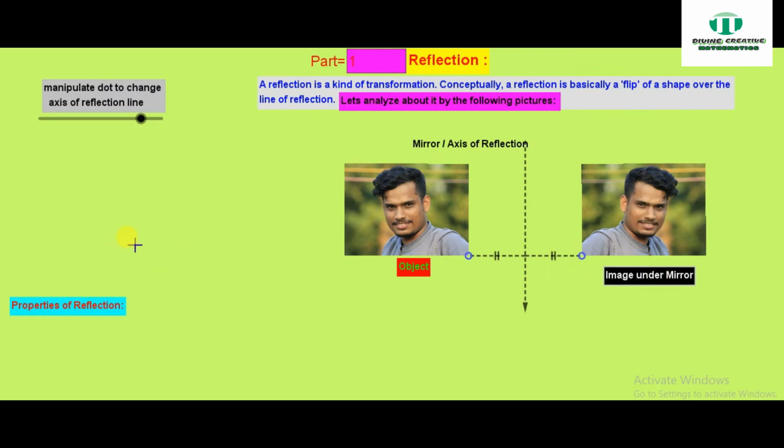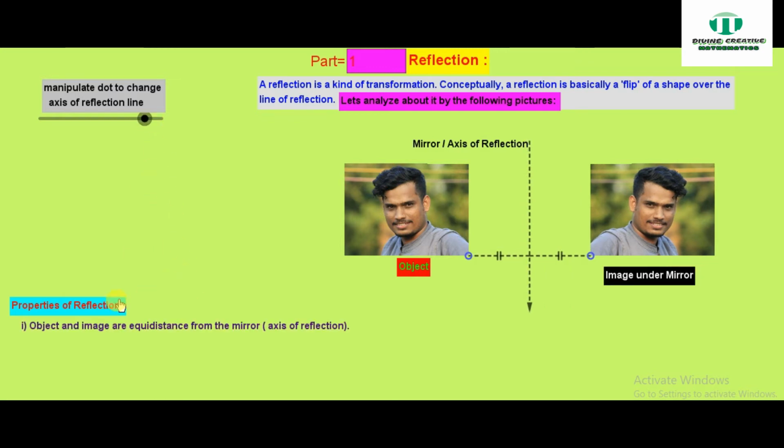Now I am going to discuss the properties of reflections. First property: objects and images are equidistant from the mirror. Mirror means the axis of reflection. Here you can see that this picture is the object, and this picture is the image under the axis of reflection. The distance from the object to this mirror is equal to the distance from the image to this mirror. So this is taken to be the first property of reflections.